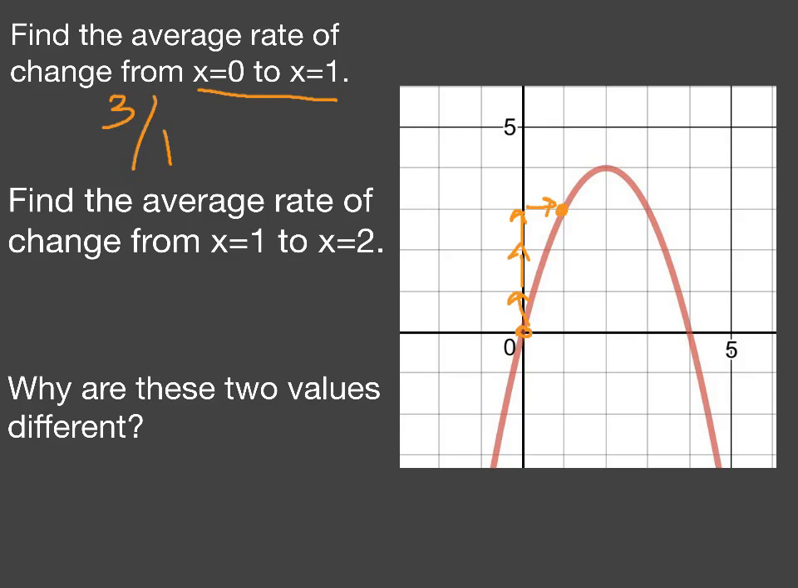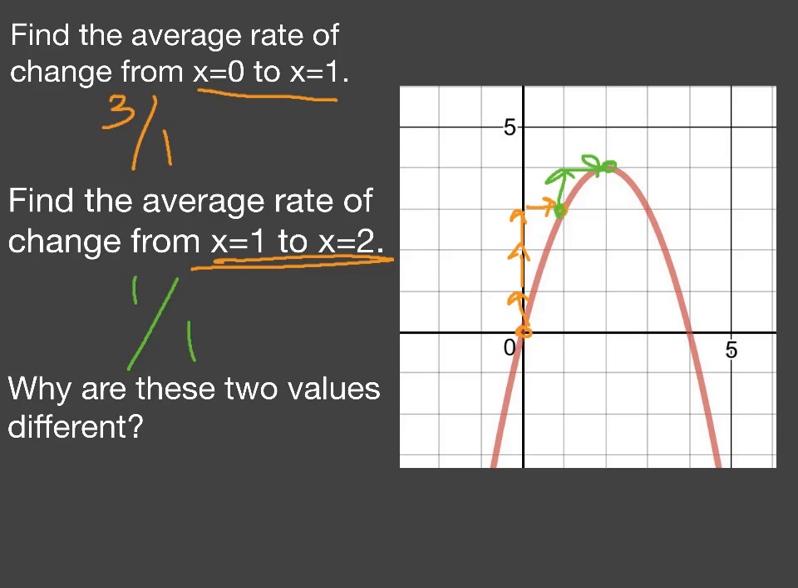But now it's asking me to find the average rate of change from x equals 1 to x equals 2. We have a new interval to look at. What happens on that interval? From here to here, I had to go up 1 and over 1. So my rate of change here was 1 over 1.